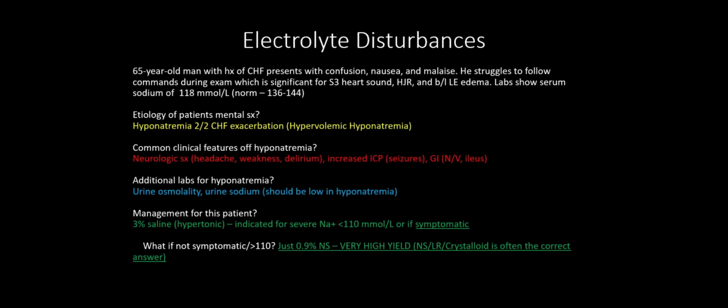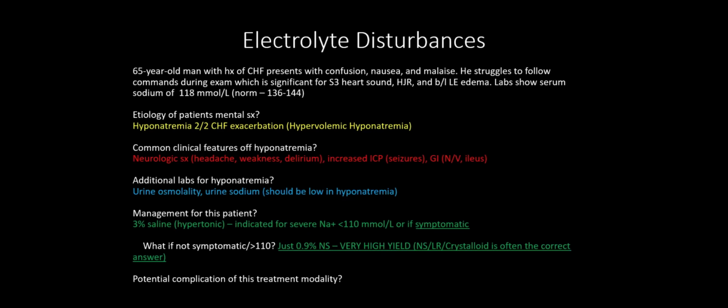And just a general exam-taking tip, if they offer an answer option that's either normal saline, LR, or just a generic crystalloid solution, it's often the correct answer. It's a very good place to start in management with a lot of these things. So just keep that in mind. But if they are symptomatic or less than 110, the exam usually wants you to pick 3% or hypertonic saline. And if they're not symptomatic and they're greater than 110, you would just do regular, everyday normal saline.